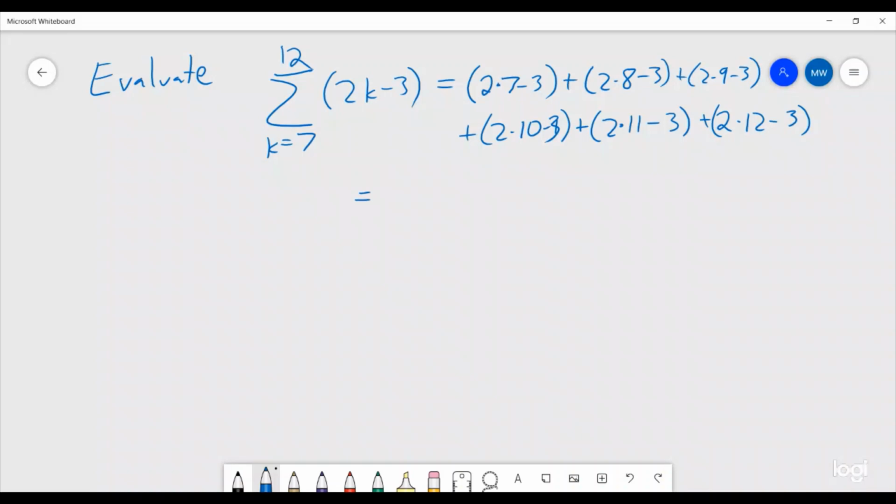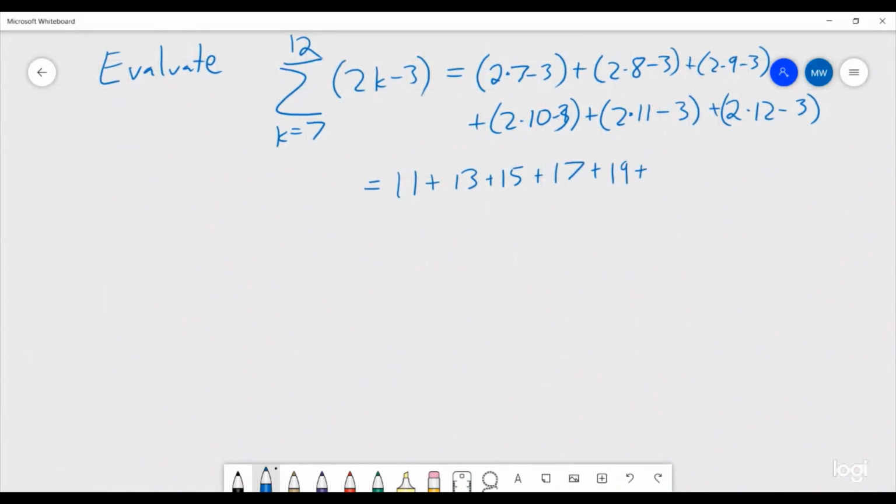So that's going to be 11 plus 13 plus 15 plus 17 plus 19 plus 21. And if we add these up, let's see, those add to 32, those add to 32, those add to 32. That's three 32s, so that's 96. If you didn't notice that, you could just add them all up together, and they would work out nicely. And so our answer would be 96 in this case.